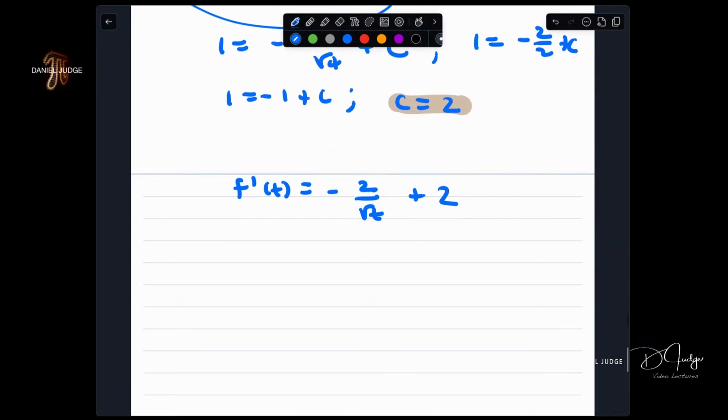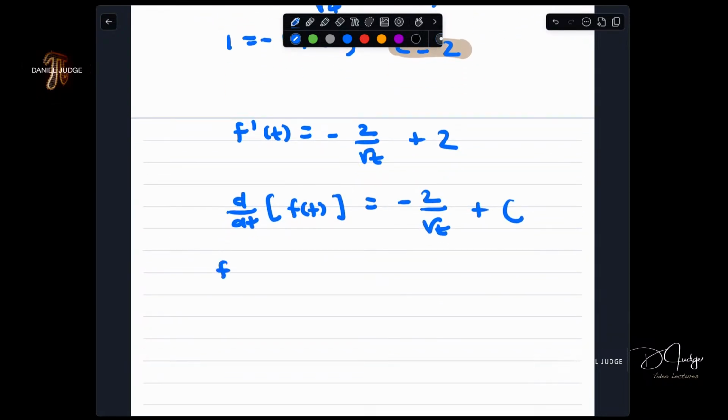Alrighty. Now we need the function again. So I'm going to go over again that particular detail of what this actually means, looking at this as notation. So our function will be found by taking the antiderivative, or the integral, of what you see here. Plus 2, not c. Okay. And that's dt.